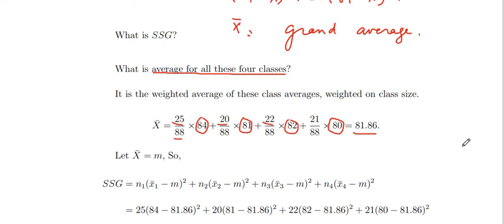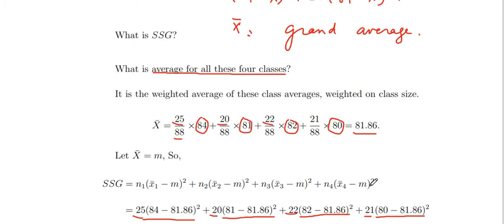Then we can find SSG. So SSG equals 81 minus this, squared. Then how many of those 81? We have 25. Then 84 minus this square, so multiply 20. We have 20 of those numbers. So 82 minus this squared, 22, like we have 22 of those numbers. And 80 minus this squared, so we have 21 of them.